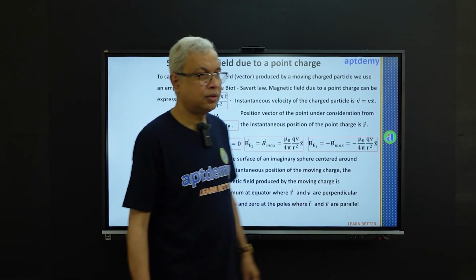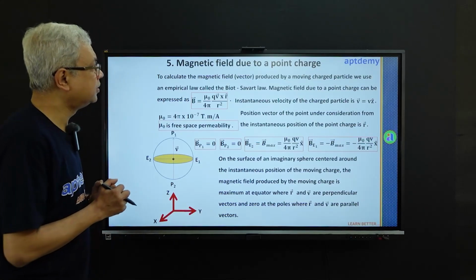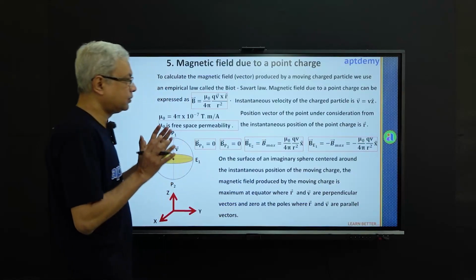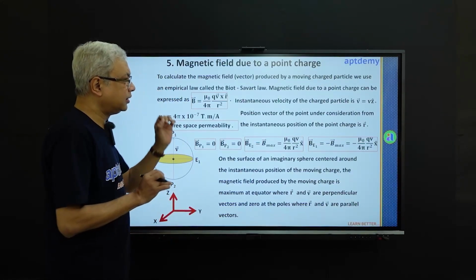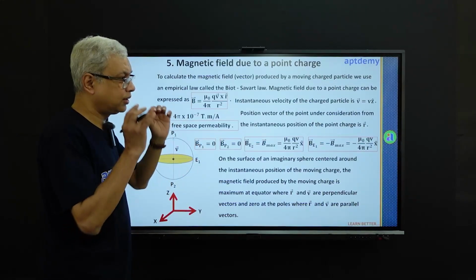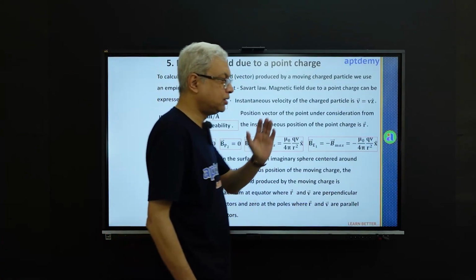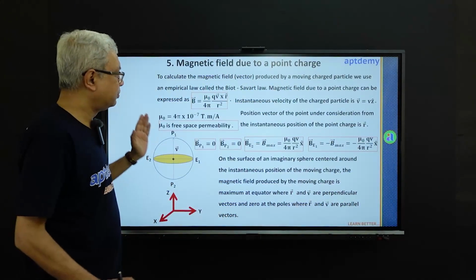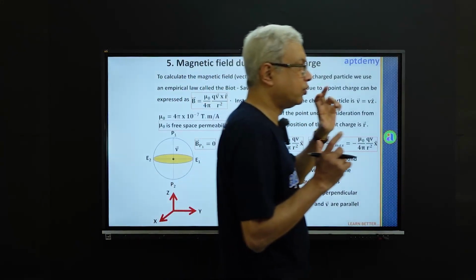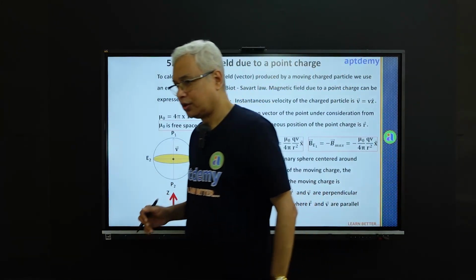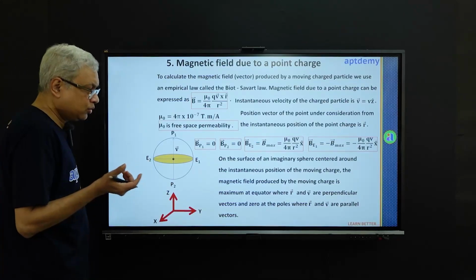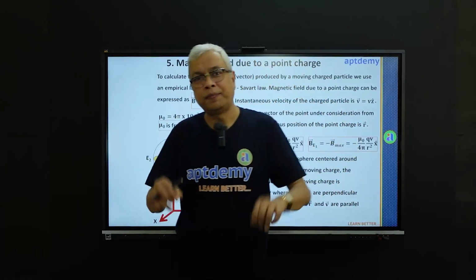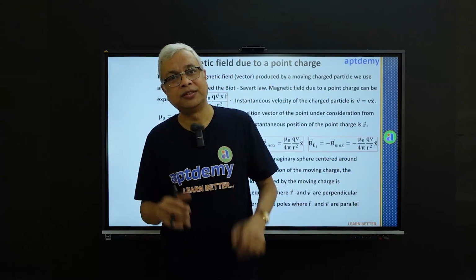So far we have learned about the effect of a magnetic field on a moving charge or a current carrying conductor. We have learned that if there is a moving charge in a region where there is a magnetic field, the moving charge experiences a force. Or if a current carrying conductor is placed in a magnetic field, it experiences a force. And we also know from electrostatics that if a charged particle is placed in an electric field, it experiences a force.